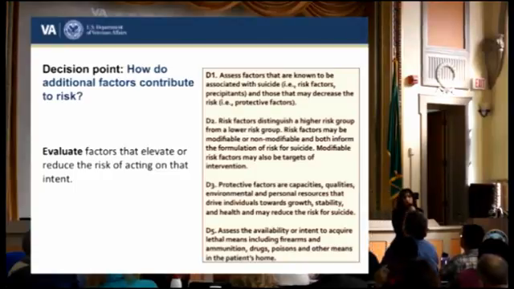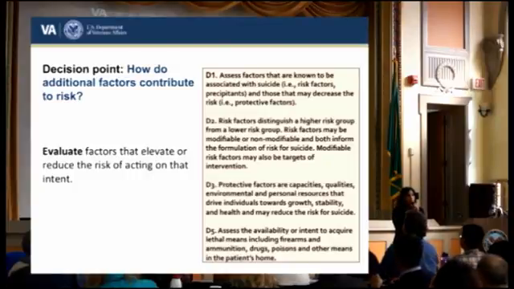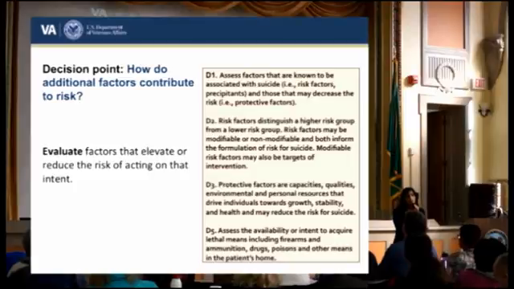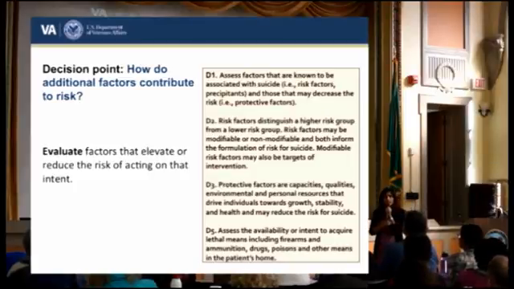Any other risk and protective factors that really stand out to people, besides psychiatric illness, management of psychiatric illness, substance use? Those are the things that we typically always evaluate anyway, but then how you use that to formulate where that patient is in that moment in time.